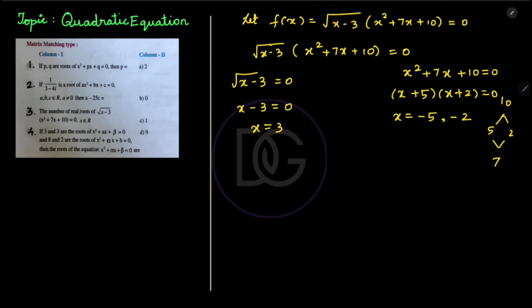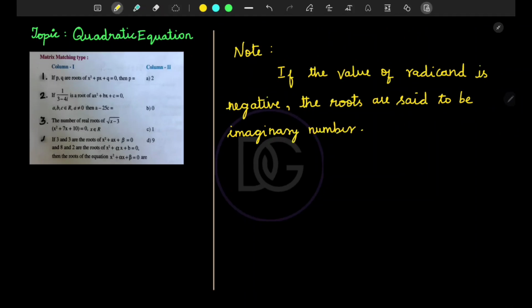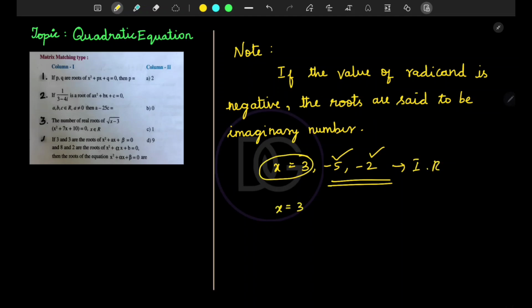We got 3 values here, but we need to find out real roots alone. Note, if the value of a radicand is negative, then the roots are said to be imaginary numbers. Based upon this, the x values we have got here are 3, minus 5 and minus 2. For minus 5 and minus 2, the radicand value is negative, so these two can be neglected because they will be imaginary roots. So finally only one real root, that is x is equal to 3. Therefore only one real root, that is option C, 1.